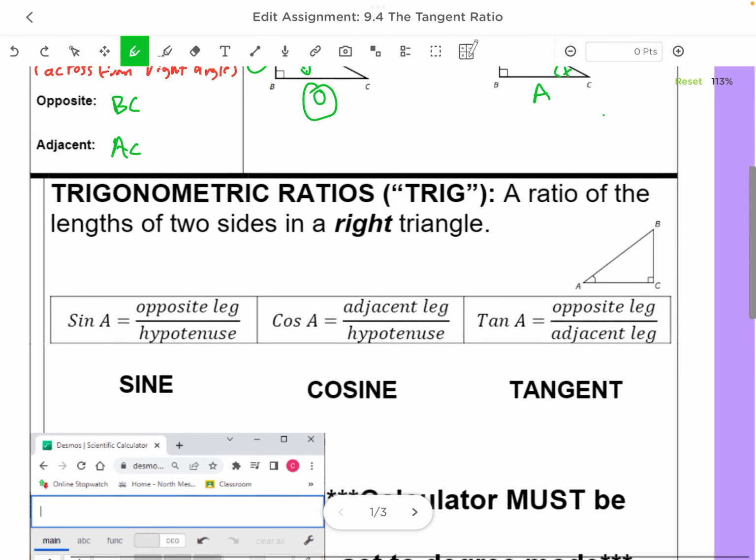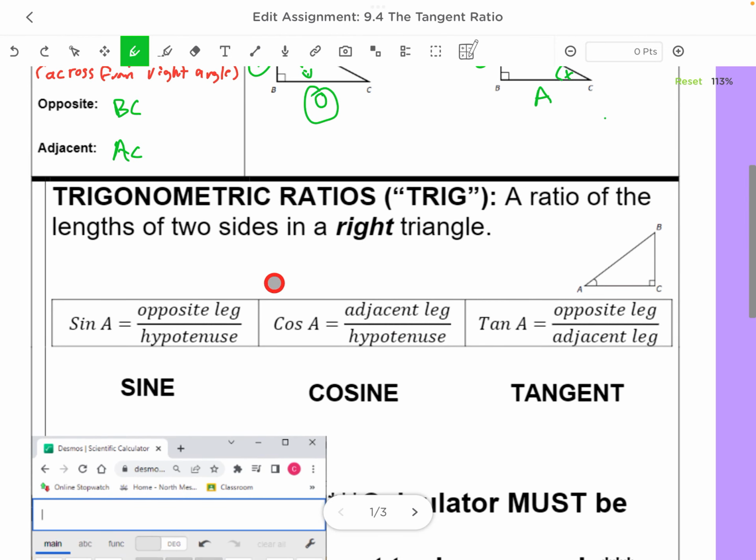Now that we know that, let's get into the main crux of today's lesson. We're going to talk about trig ratios starting today, and then we'll finish tomorrow. A ratio is a proportion of something to something. Trig ratios are the ratio of the lengths of two sides of a right triangle. The ratio of two sides is going to be called the sine, the cosine, or the tangent. These are the abbreviations. Today we're going to be talking about tangent.